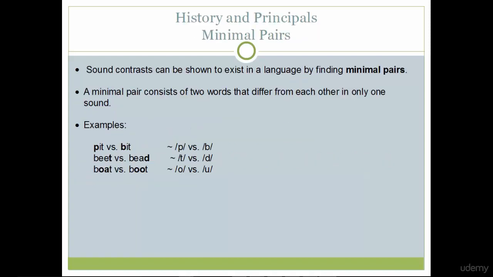One of the sound contrasts that you can understand is minimal pairs, and this actually happens when students talk. A minimal pair consists of two words that differ from each other by one sound, like pit, bit, beat, bead, boat, and boot. Basically, the one sound is the sound that is an error by most speakers, and if you understand this, you're able to fix this error.